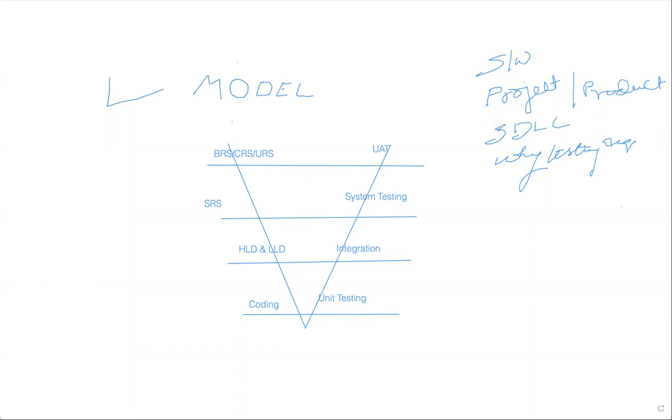So in SDLC, what are the phases we have? Requirement, design, coding, testing, and deployment or handoff. So in SDLC we have requirement, design, coding, testing, and deploying. These are the phases of SDLC.